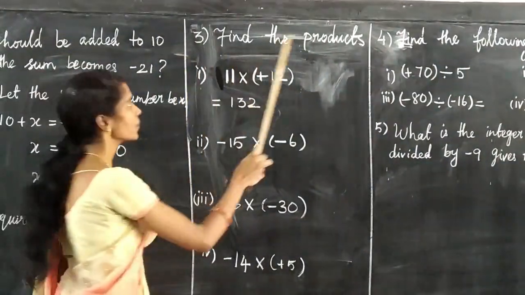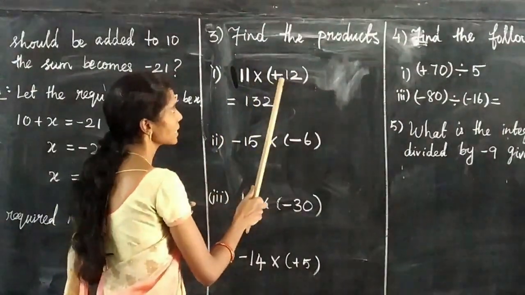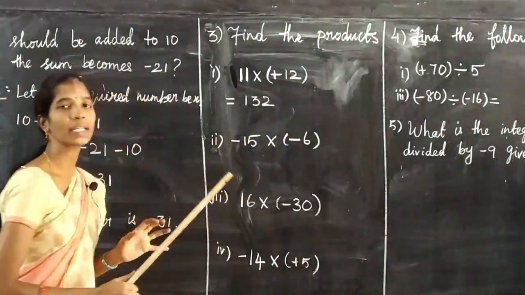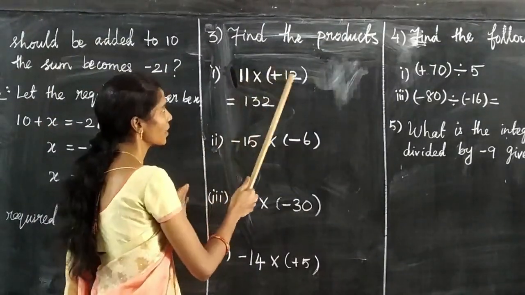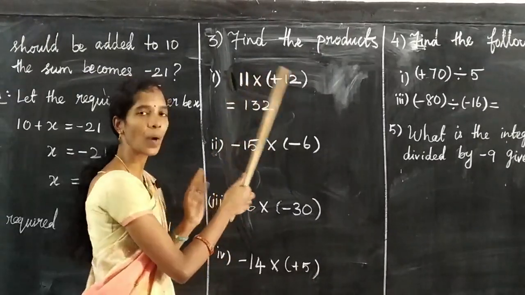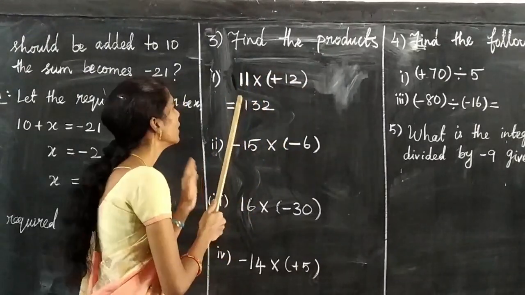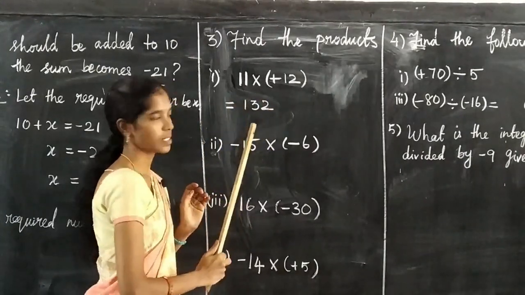Question number 3, find the products. The first one is 11 into plus 12. So we are multiplying two positive integers. If we multiply 11 by 12, we will get the answer 132, and these two numbers are positive integers, so we will get a positive integer result. So plus 132 is the answer.